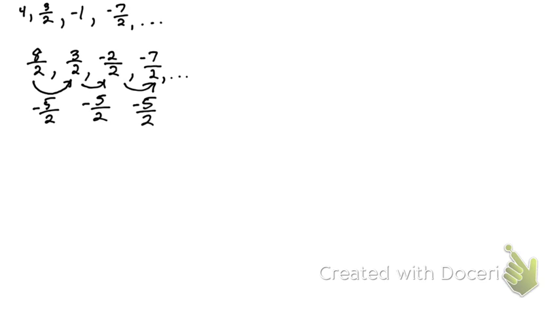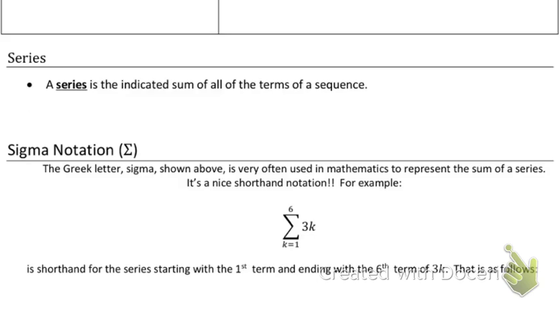Today we're going to get into something called series, which uses sigma notation. So let's first talk about what a series is. A series is the indicated sum of all of the terms in a sequence. So we talked about sequences already, like 2, 4, 6, 8, 10. A series is just adding all of those together. And we have two types of series. We have something called a finite series.